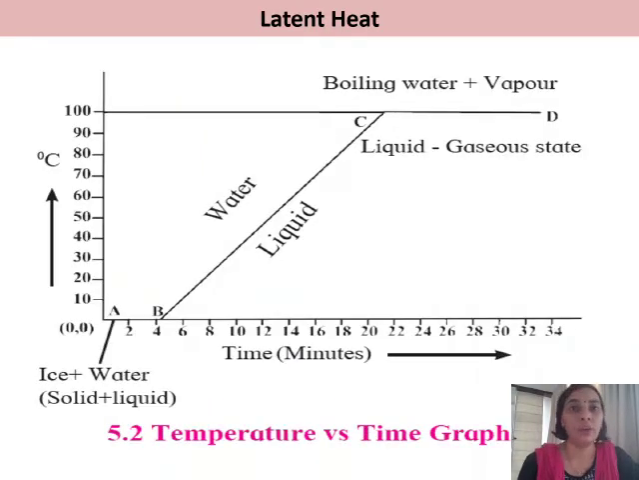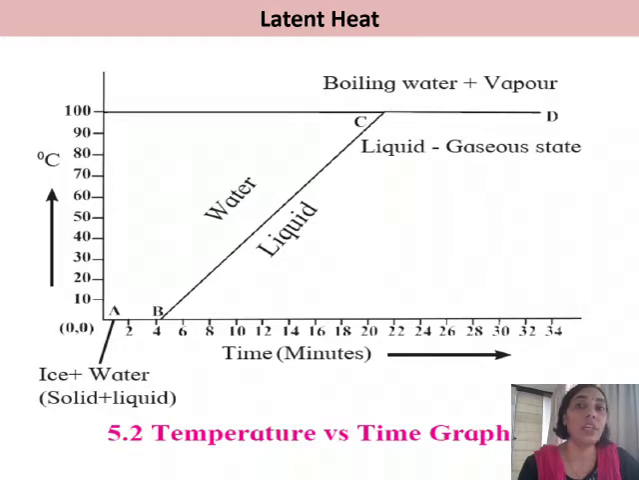In the activity that we performed, we observe that once we start heating the ice cubes, they start melting, but the temperature remains at 0 degrees Celsius. The temperature rises only after all the ice has melted into water. Once all the ice has melted into water, then the temperature starts rising. This rise in temperature continues steadily till we reach a temperature of 100 degrees Celsius.